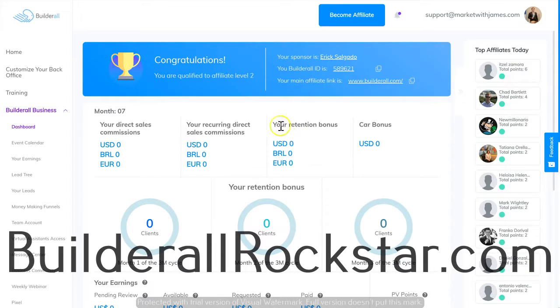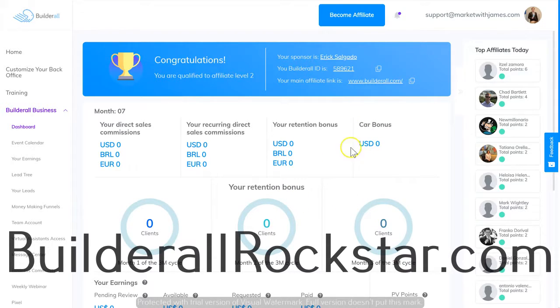And here you have your retention bonus. The retention bonus is a bonus that you get every 3 months a user is active. So that's displayed here. It shows you how many clients are in the first month of the cycle, how many clients are in the second month of the cycle, and how many clients are in the third month of the cycle. And every 3 months you will get your retention bonus for each client.